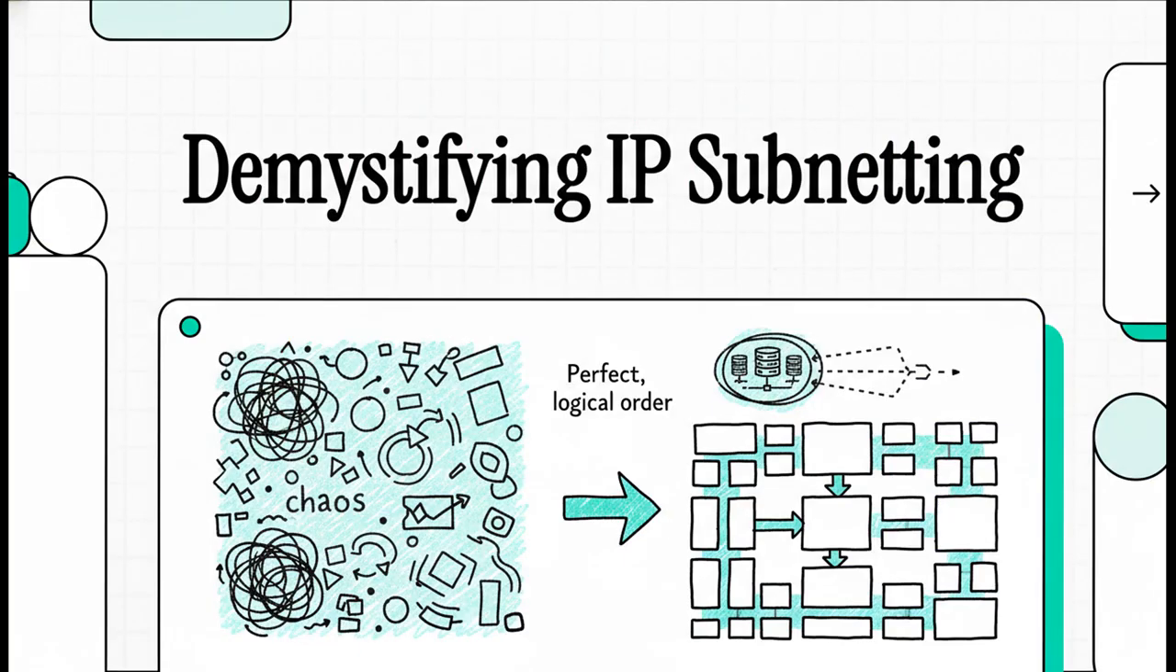So, let's pull back the curtain on that structure. It's called IP subnetting, and today we are going to demystify it. We're going to see exactly how it takes that potential digital chaos and turns it into perfect, logical order.